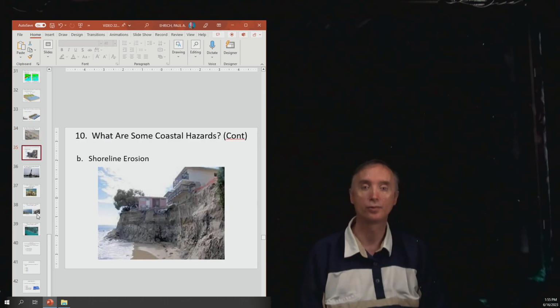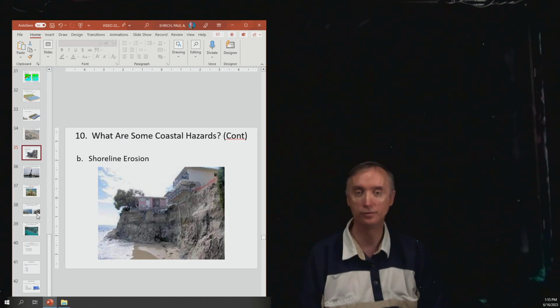Okay, shoreline erosion. If you have a house that is built on top of a cliff, that cliff can be slowly eroded away due to wave action, and then that can cause your house to collapse.